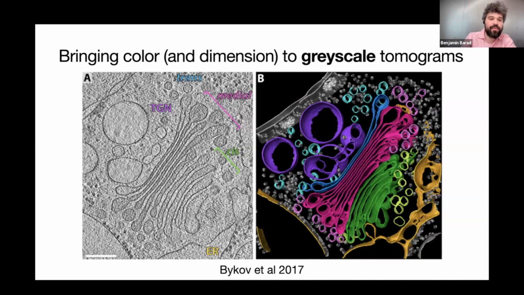Segmentation is really a starting point for many different kinds of analysis in cryo-electron tomography. So I'm going to talk about those first, and then we'll talk about the how.